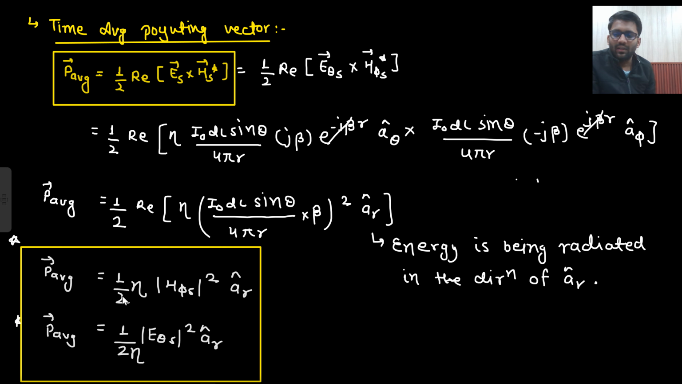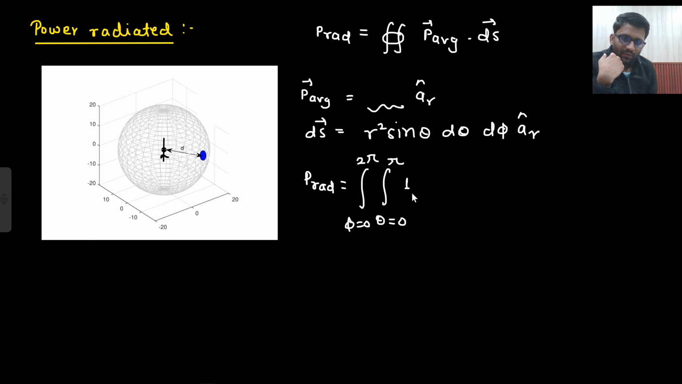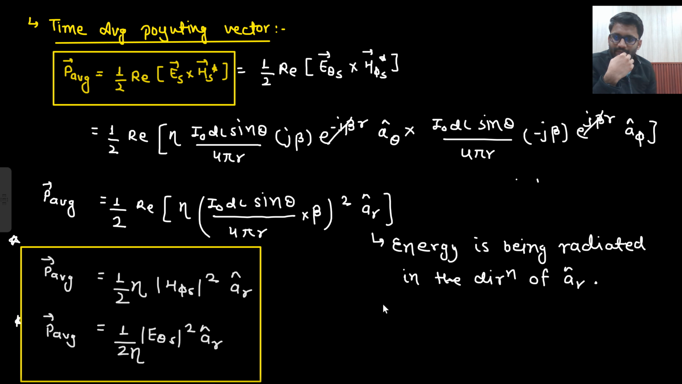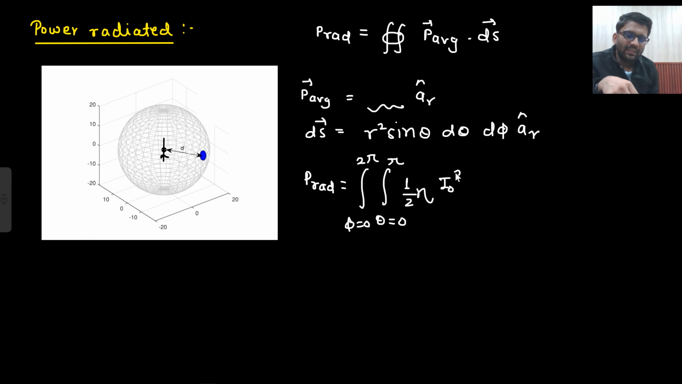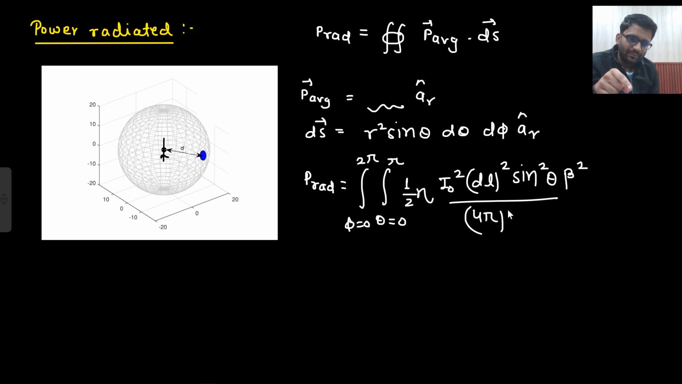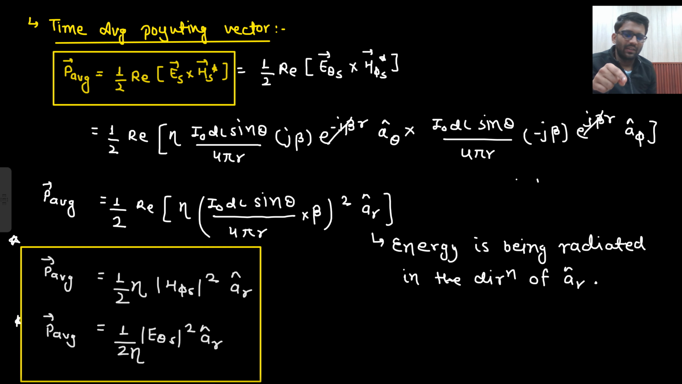Here I need to write down the P average expression, so that I will write down. So 1 by 2 eta I naught square dl square beta square sin square theta, although you don't need to remember this expression. Whatever I tell you later on, that you need to remember. This is just for derivation purpose, nothing else. And here 4 pi square is also there, right? r square is also there, and eta I naught square, there is beta square.